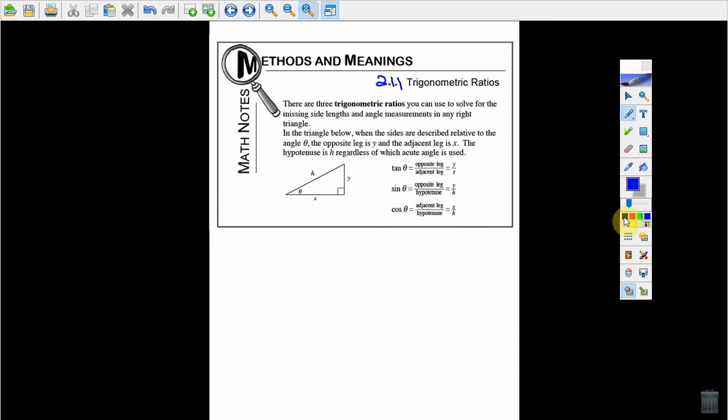Alright folks, welcome back to another exciting Math Notes video. Today we're going to do a little review of trigonometric ratios. This is section 2.1.1.